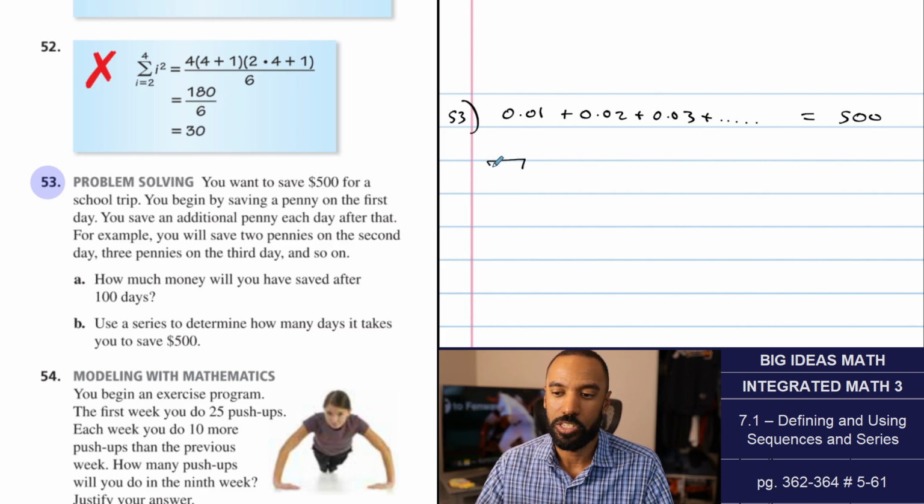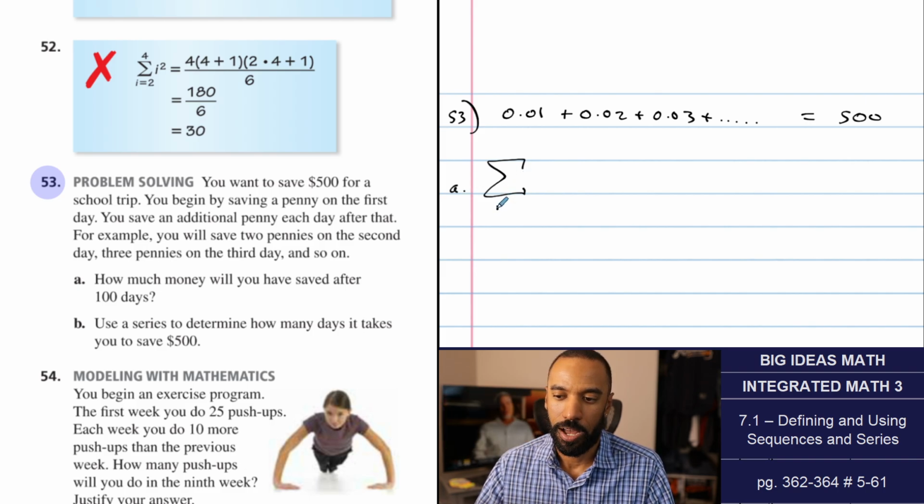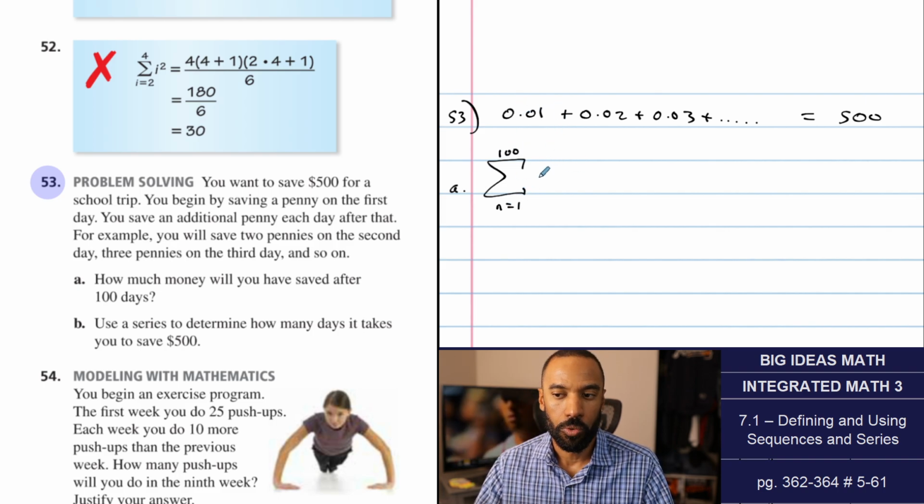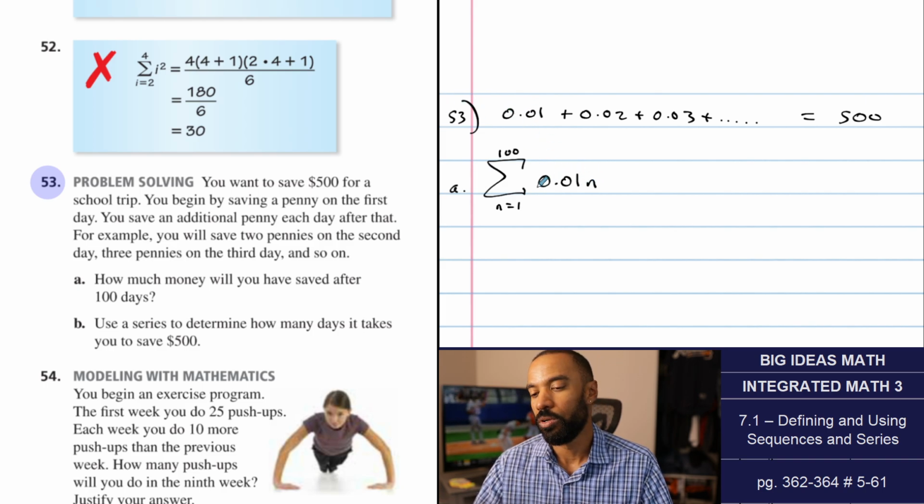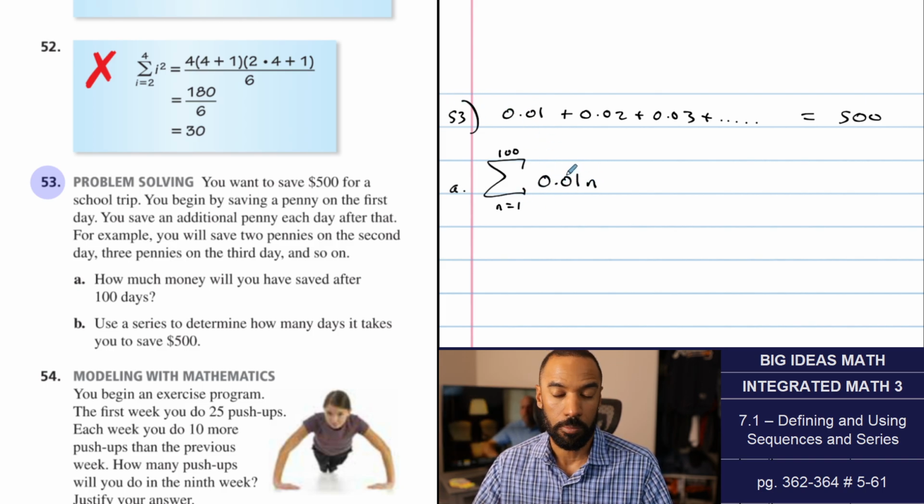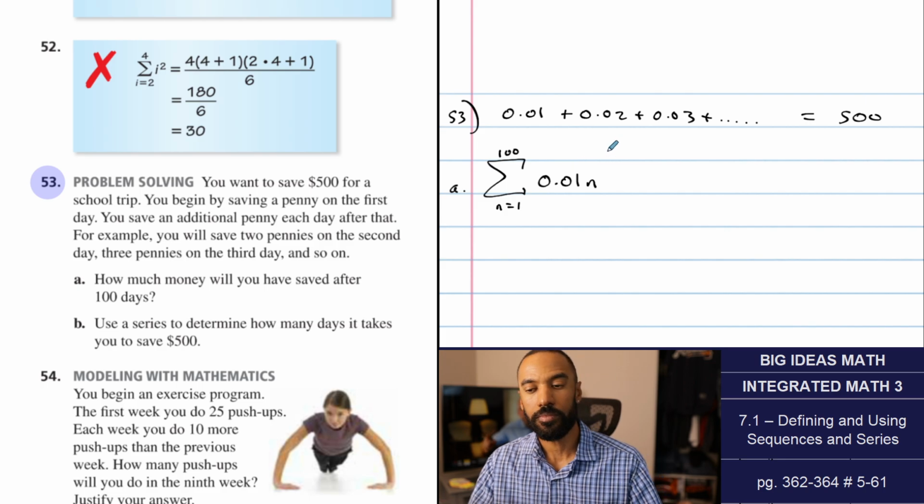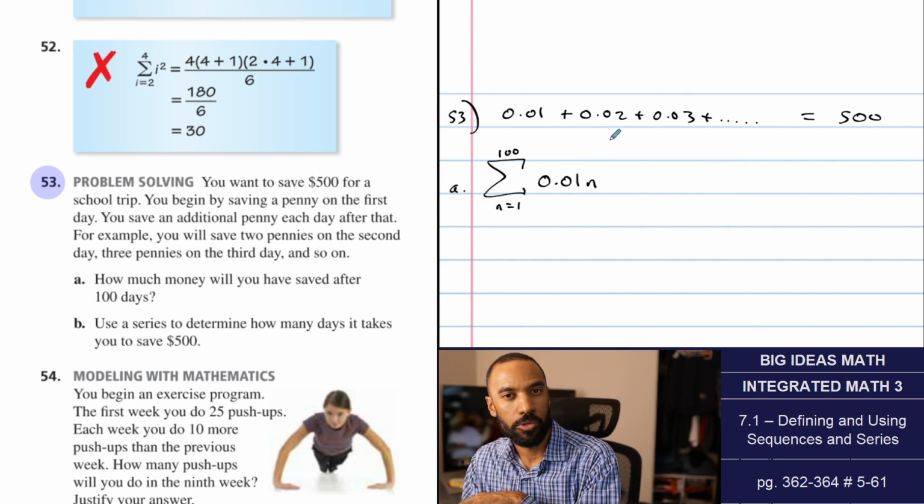The idea behind this is you can use summation sigma notation here. I'm going to use n this time, from 1 to 100, of the rule where your common difference is 0.01, and the zeroth term is 0. This is the rule we're going to be using for it.